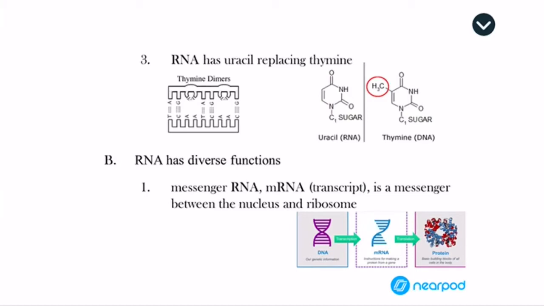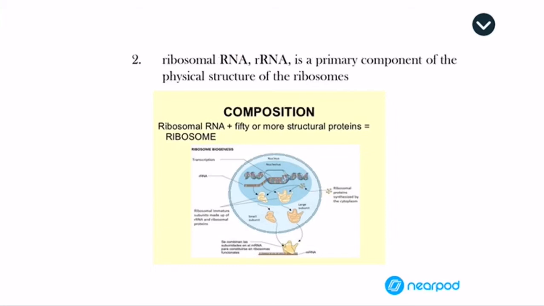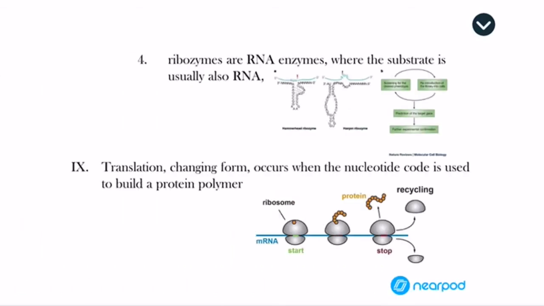RNA has many functions, whereas DNA just has one: store the code. For example, messenger RNA, mRNA, is the transcript. Ribosomal RNA makes the ribosomes. So the factories themselves where the messenger goes are made of RNA. Transfer RNAs bring in the amino acids, kind of like supply trucks or tow trucks. They drag the amino acids to the ribosome. And also there's a special class called ribozymes, which are enzymes, but they often catalyze reactions of RNA.